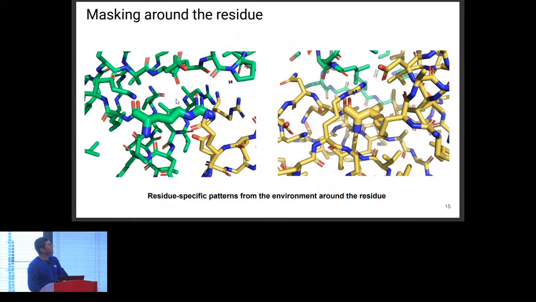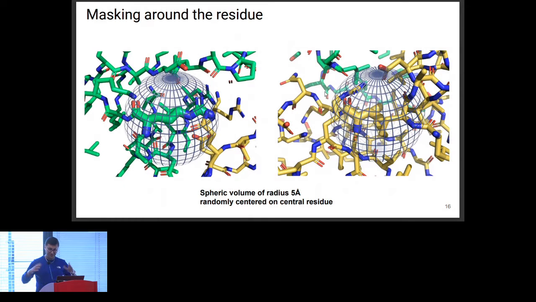Here are two examples of the same interface. We have arginine and we have isoleucine, and we select the atoms inside a spheric volume of radius 5 angstrom, randomly centered on the central residue. We select this and we mask all these atoms. We chose this type of selection and masking to avoid any residue-specific biases in our training.